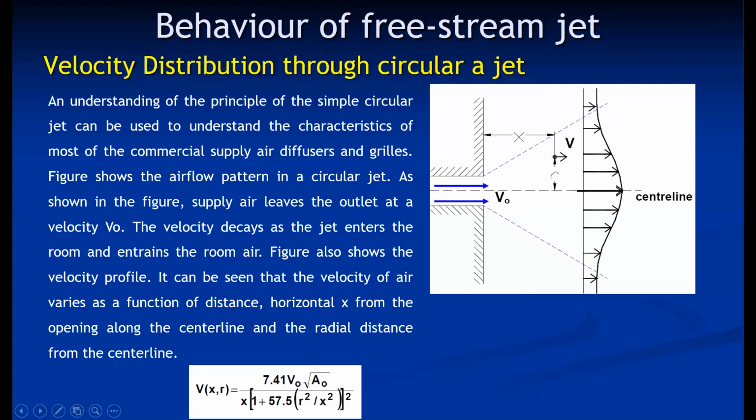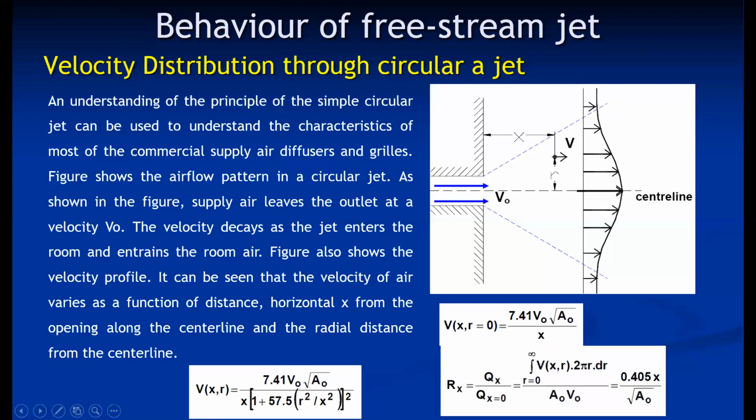So this is the local velocity at a distance x and at any radius r. At r equal to 0, which means at the center line, we can calculate the center line velocity by putting r equal to 0. The expression reduces to this.